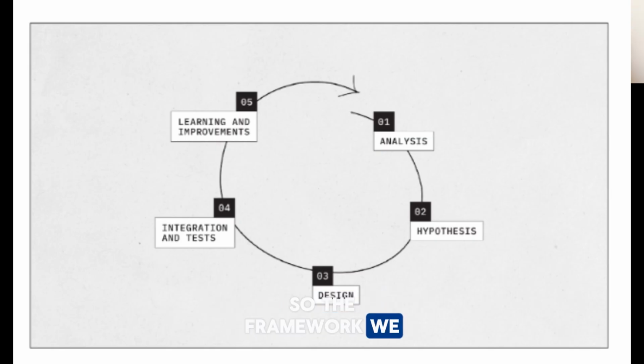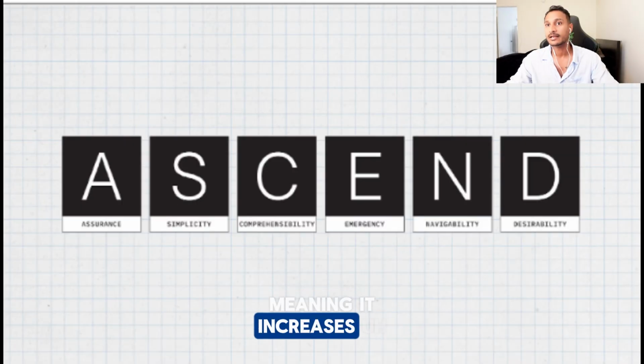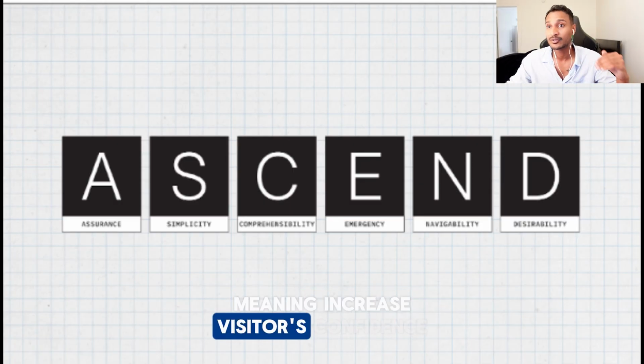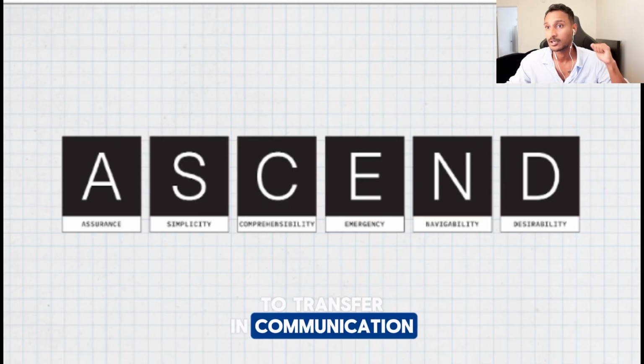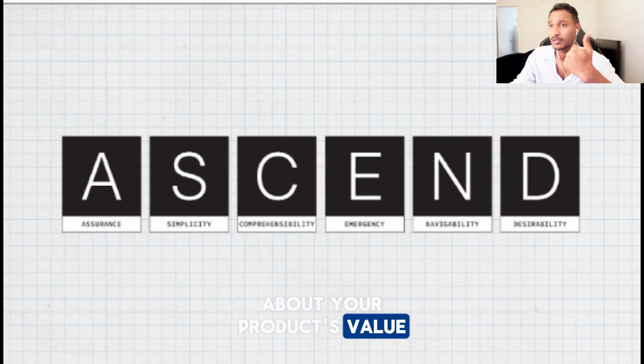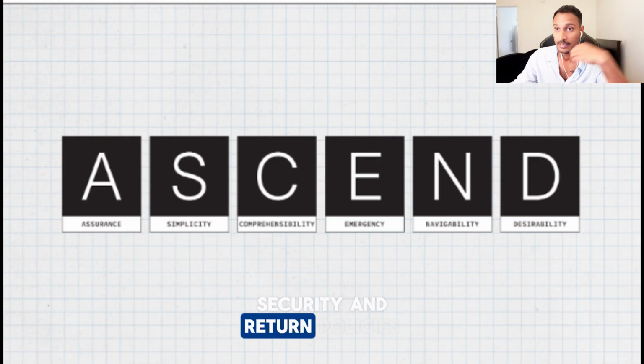The framework we use to track this is called the ASCEND framework. A stands for assurance, meaning increase visitors' confidence through transparent communication about your product's value, reliability, security, and return policies.